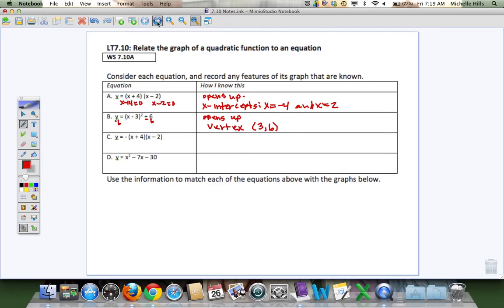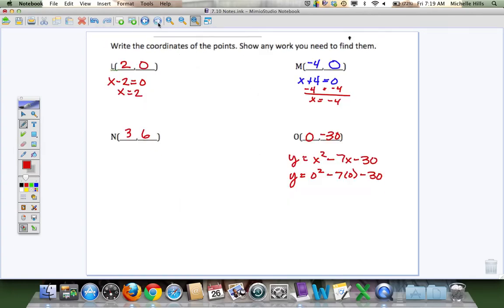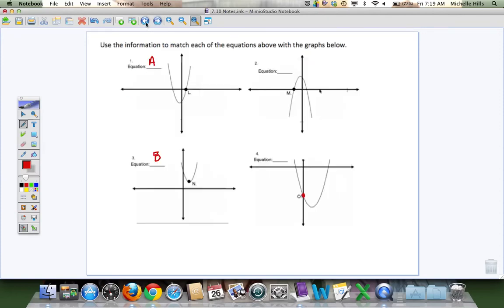So I'm looking for one that opens up, and the vertex is at positive 3, positive 6. So this one has to be B. And again, the vertex that we just found was 3, 6.